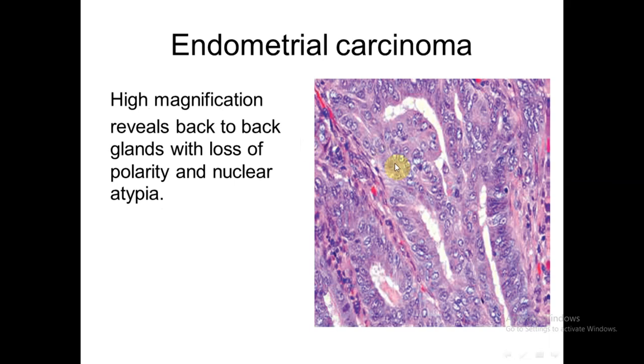Endometrial carcinoma. Here we can see proliferation of glandular structures arranged in a closely packed, back-to-back arrangement with no intervening stroma between these glands. The lining of these glands is columnar cells with prominent features of malignancy, including nuclear atypia, loss of polarity, and prominent mitotic figures.